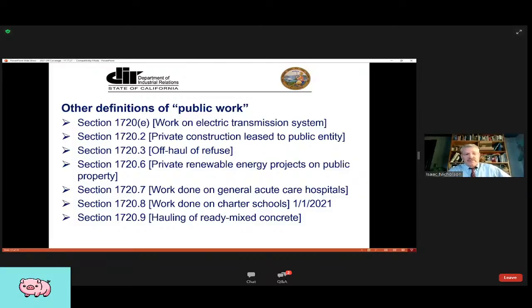That's just one example of what the code section covers, but I just, by way of illustration. Section 1720.7, that I referenced a moment ago, acute care hospitals, and also 1720.8, just reference that as well. And finally, a big one, a hot topic a couple of years ago, and probably still today, section 1720.9, the hauling of ready mix concrete. Next.